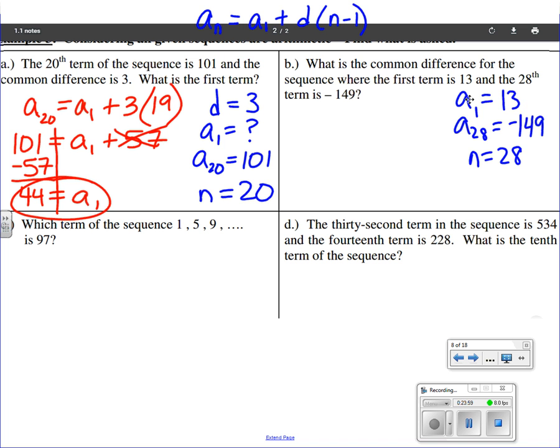Okay, so N is not going to be the first term. It's going to be the other one. So in this case, it's the 28th. So N is 28. Here, again, it's not going to be the first term. You had the 20th term. So N is whatever this one is. It's not the one. It's the other one. Okay? We good?